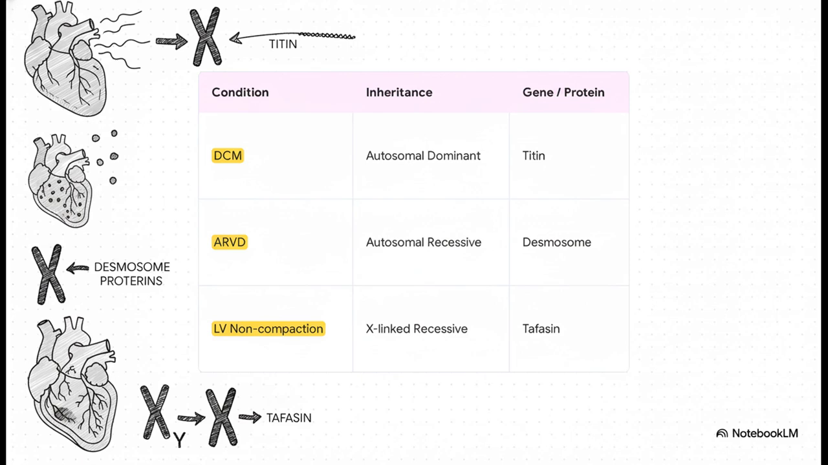Titin is this massive protein that acts like a structural spring inside our heart muscle cells. For ARVD, the problem is often in the genes for desmosomes. Think of these as the molecular rivets that hold heart cells together. And for LV noncompaction, a classic association is an X-linked mutation in the tafazzin gene.